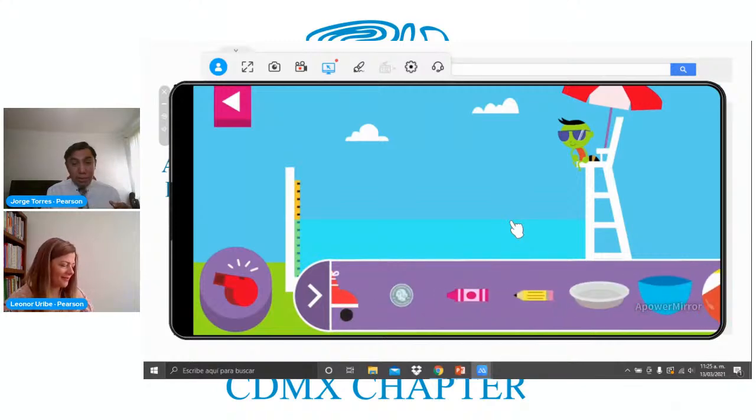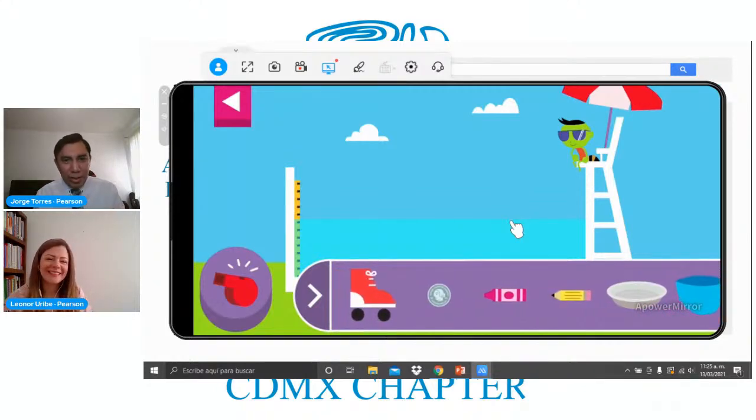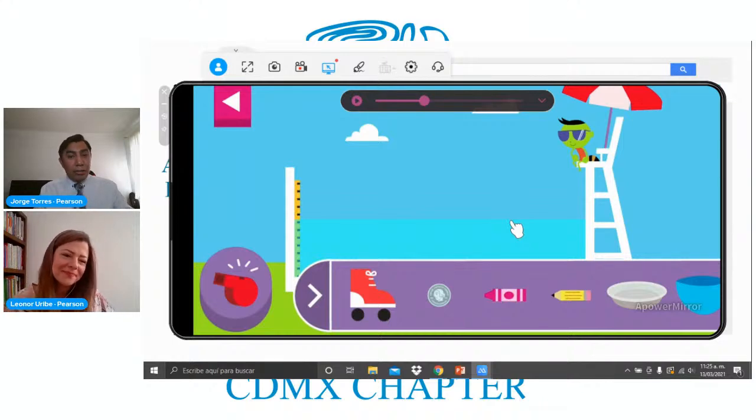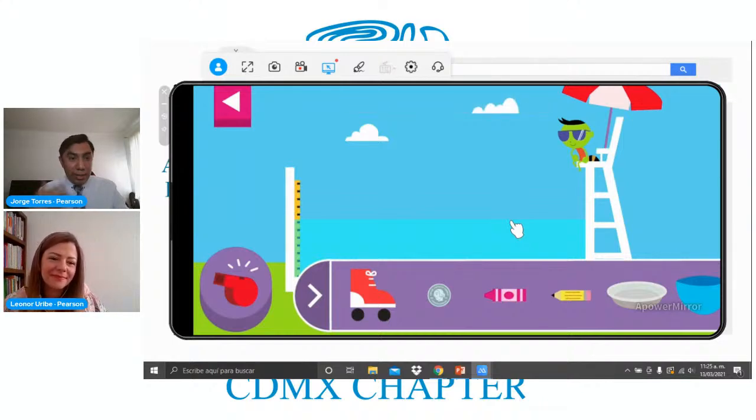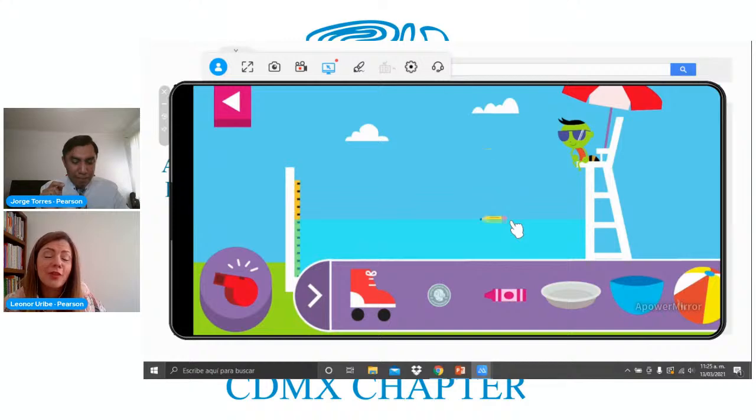Students, I'm not sure if you can hear the app, but the app has sound. The very first question the app asked the students was, what objects do you think sink or float? I'm going to select the pencil, which is one of the objects I used in the PowerPoint presentation. And there's a debate with the apple.